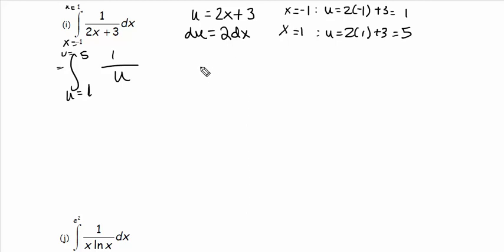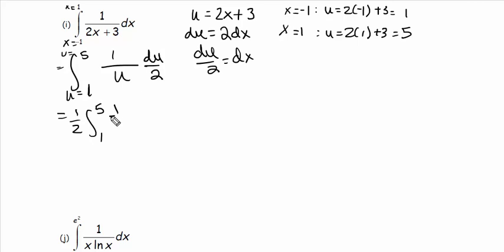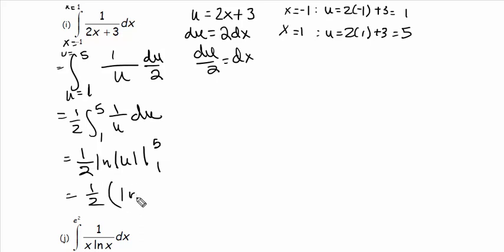And du over 2 is equal to dx. So I'm going to bring out this 1/2. And if you recall, the integral of 1 over u du is the natural log of the absolute value of u, and I'm evaluating that from 1 to 5. So that's 1/2 natural log of the absolute value of 5 minus natural log of the absolute value of 1.